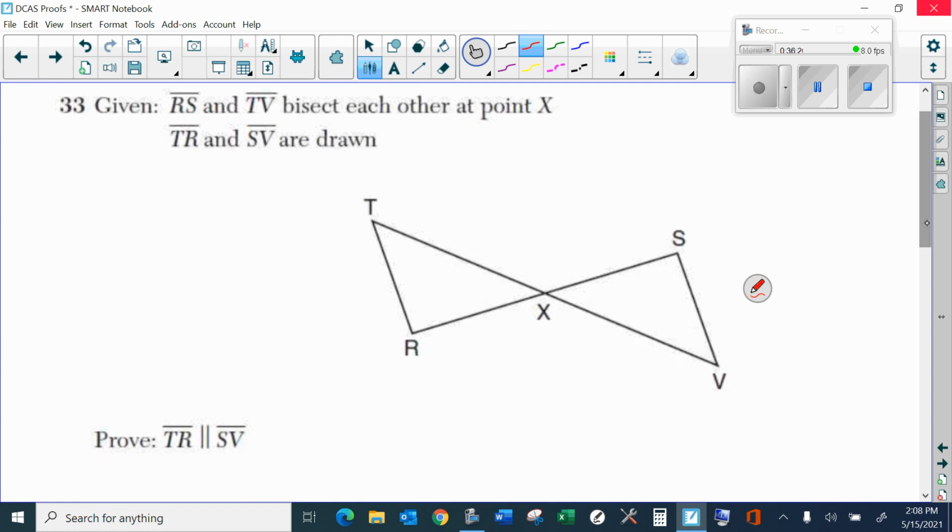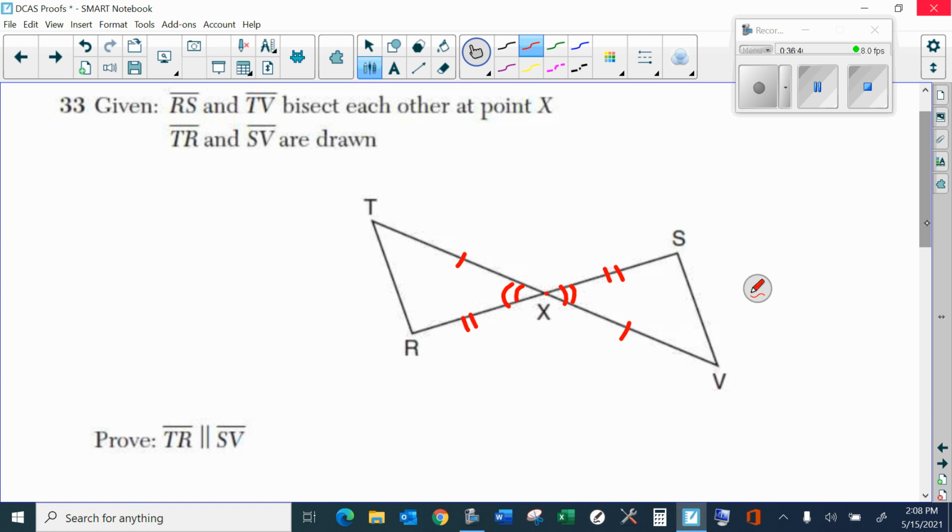Okay, given RS and TV bisect each other at point X. So if they bisect each other, then that is equal to this, and this is equal to this. And TR and SV are drawn. Well, then I can obviously go ahead and prove these two triangles congruent. I have vertical angle theorem there. Then I have the two triangles are congruent by SAS.